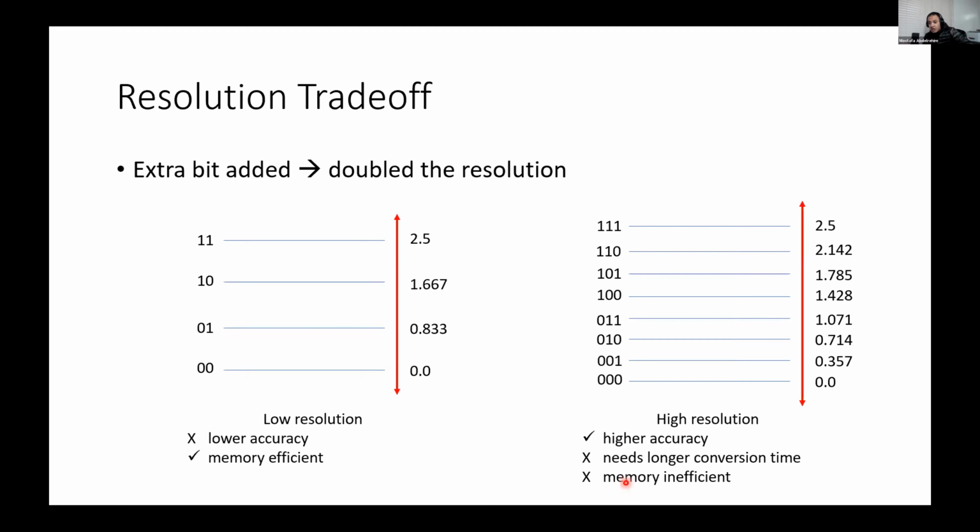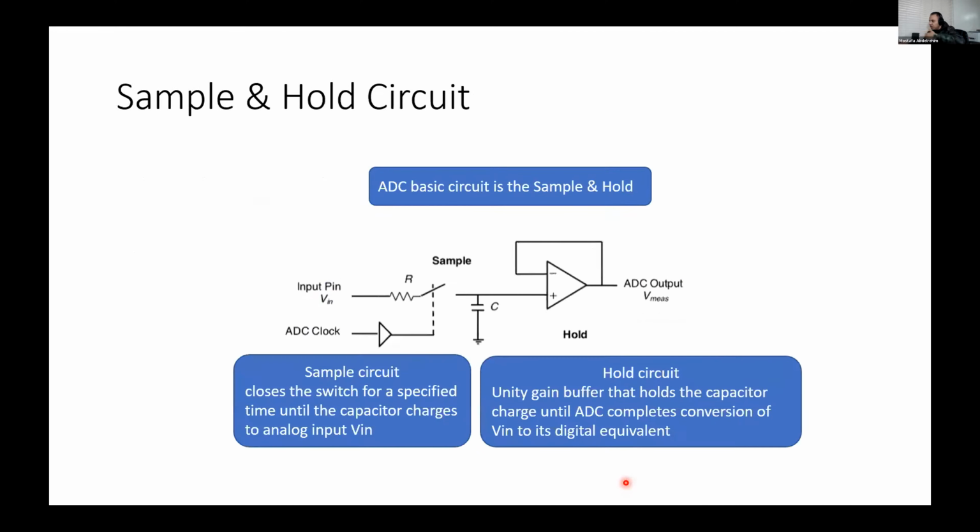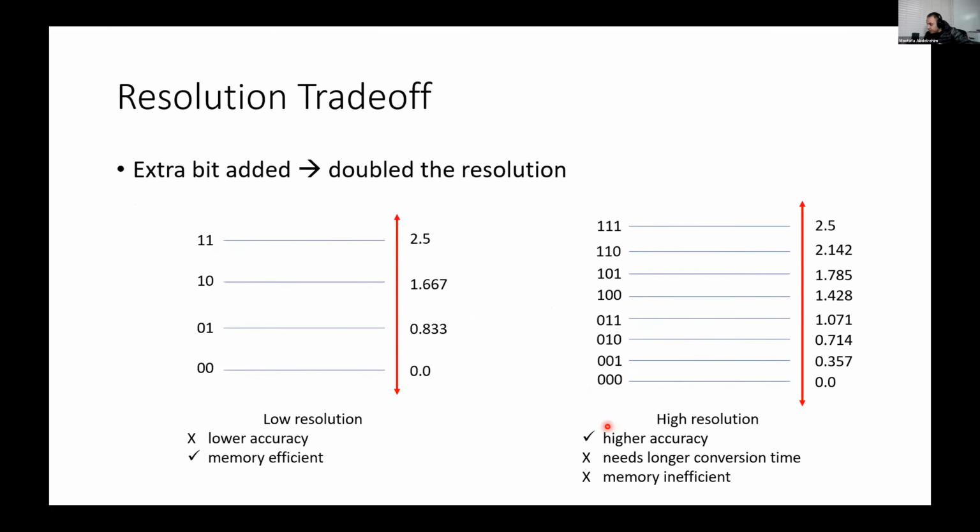Okay, so if you have a higher number of bits, usually you have this circuit, the sample and hold, and also the second part, which I didn't show here, needs more time to convert the signal. Okay. And of course, it's memory inefficient, because you are now using a higher number of bits, and higher levels as well.